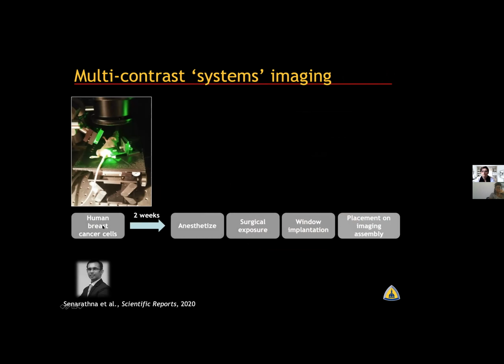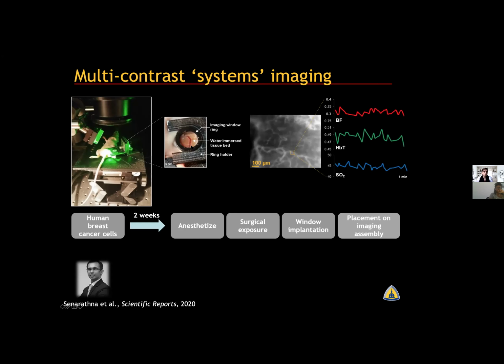So we implant breast cancer cells. We wait for a couple of weeks. We anesthetize the animals. We surgically expose the tumor. We implant a window, and then we image it. And this is what the window looks like. So we've actually 3D printed all these parts. I surgically expose the window, and then you can actually see the tumor and the blood vessels underneath. And then what we can do is we can actually image the blood flow, the blood volume, and the oxygen saturation in all these different regions at the scale of individual blood vessels.